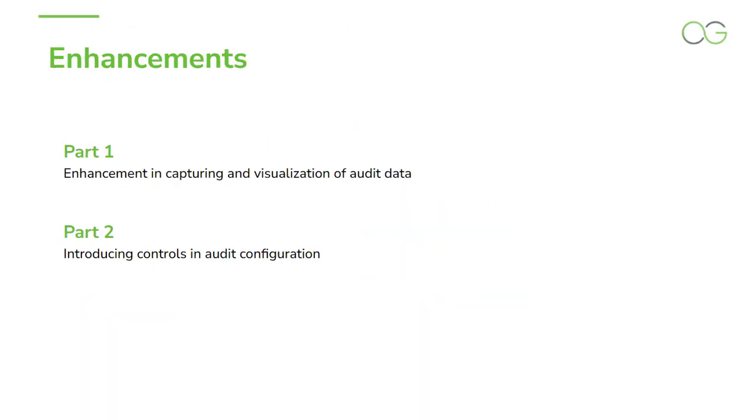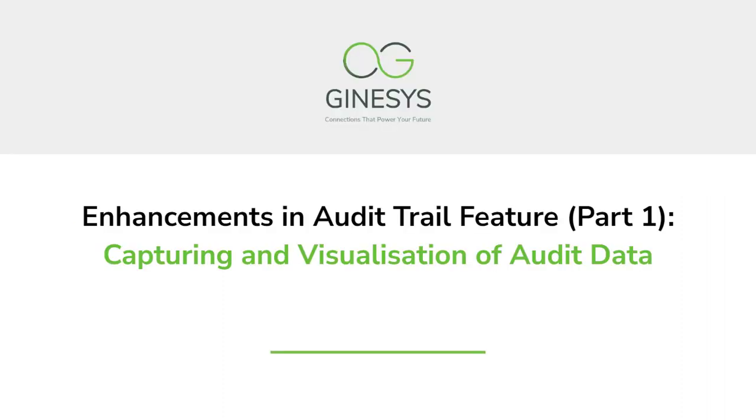Now talking about other enhancements, we have divided the enhancements in two parts and eventually in two videos. These enhancements are Part 1, Enhancement in Capturing and Visualization of Audit Data, and Part 2, Introducing Controls in Audit Configuration. In this video, we will discuss the first part of the enhancement, that is, enhancement in capturing and visualization of audit data. To incorporate the enhancements in Audit Trail capturing and visualization, we had to revamp the Audit Trail menu.